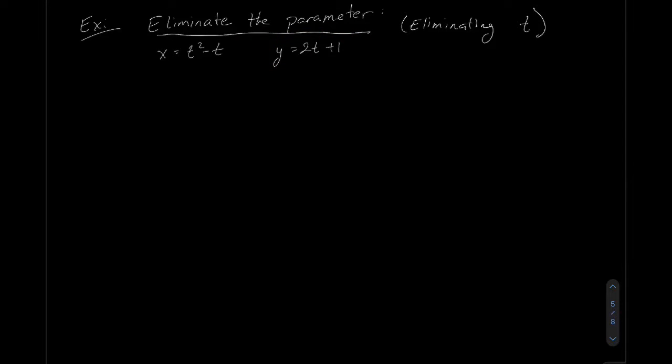So the easiest way to eliminate our parameter is this: we're going to solve one of the equations for t, and then we're just going to plug it in. And what are we plugging it into? We're plugging it into the other equation.